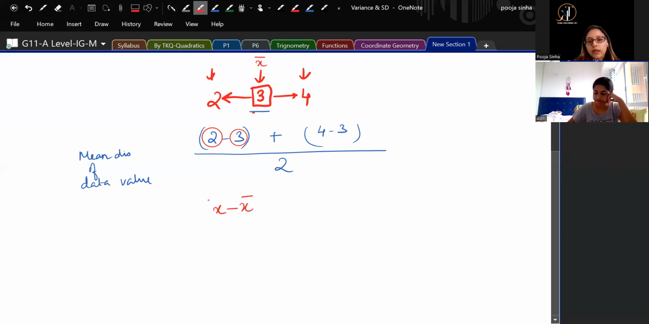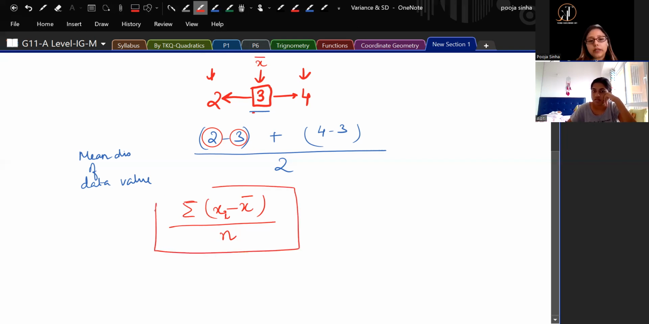And what am I trying to do? I am trying to get a sigma of this, because I'm adding them. This is the summation. So there are various data values from which I am subtracting the mean, and this data value can go from whatever number to whatever number. So sigma of that upon n. Okay, this is our mean data value. Is that clear? Now there is a problem in this.